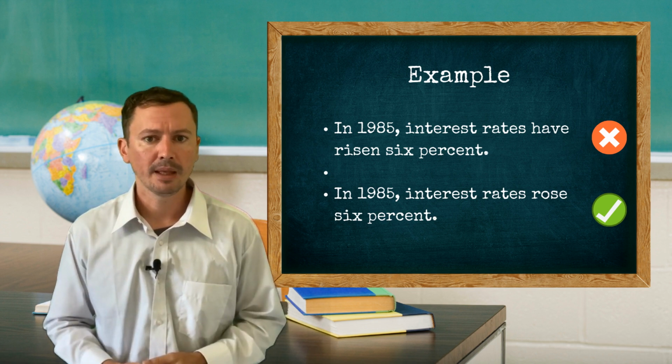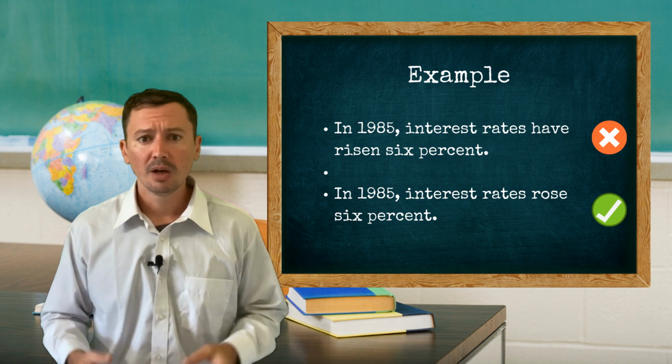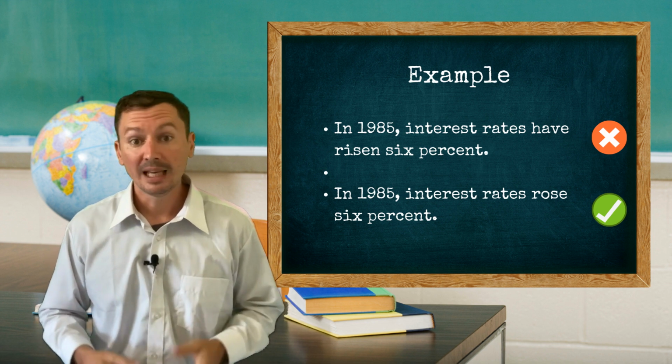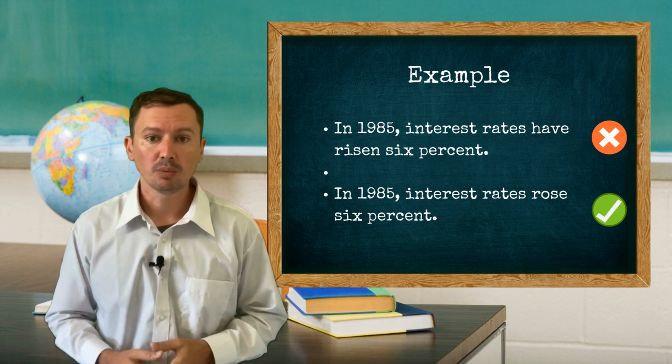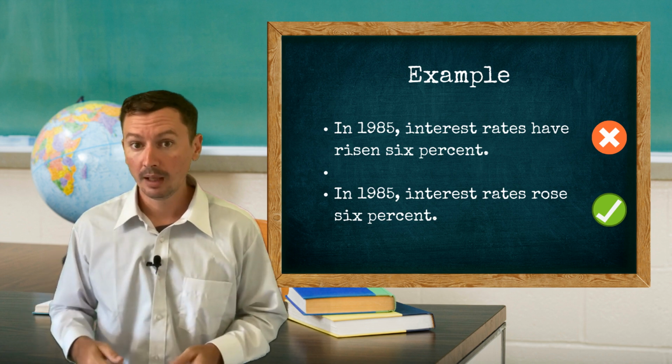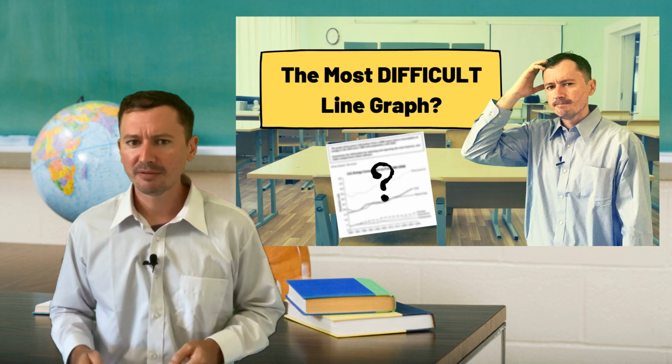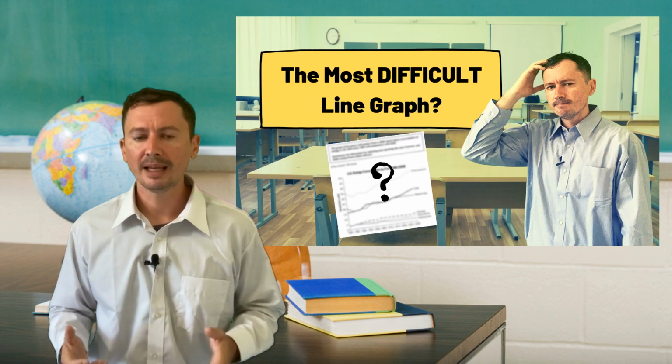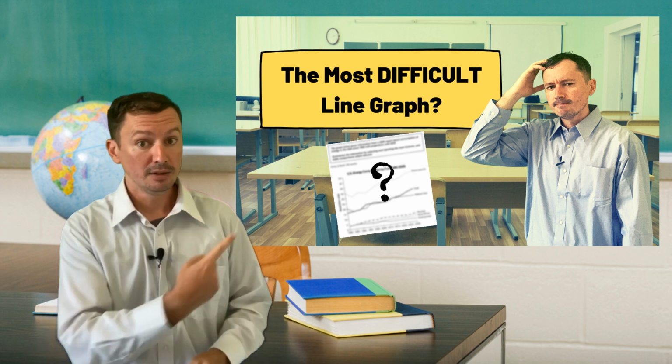This is wrong because, of course, 1985 was in the past and any changes to interest rates started and finished in that year. In fact, the present perfect, whilst extremely common in English, is somewhat uncommon in Task 1 because rarely does the data refer to the present moment. However, it can do. I actually covered this in a recent video all about the most difficult line graph for IELTS. You can find that up here in the top right.